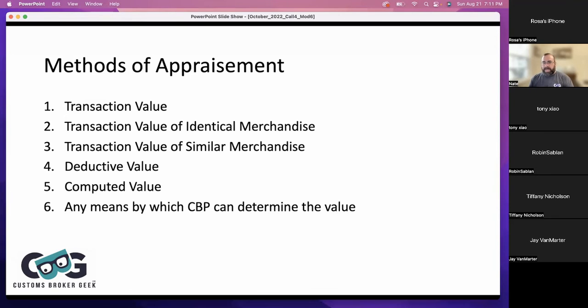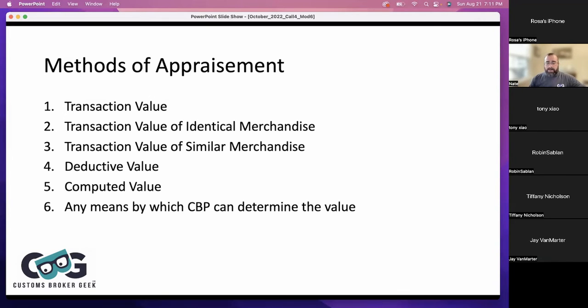Then the importer would ask customs, please help us determine a value. None of the methods are working. We don't have enough information. And then customs will apply a combination of all available methods and accepted accounting principles to determine a value for those goods. So the last method is basically, the importer can't figure it out, they ask customs for help, and then customs is going to determine the value. So those are the methods of appraisement.